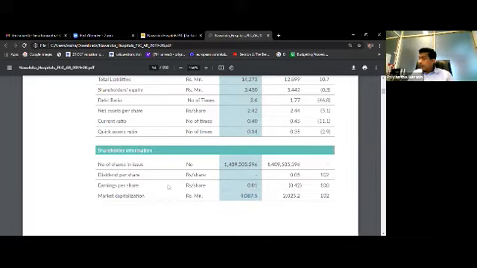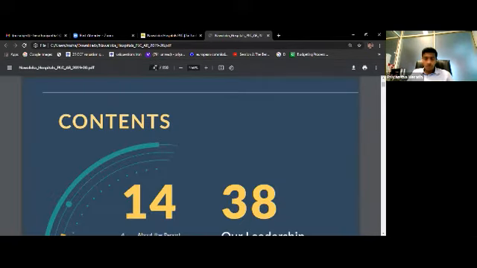Right. Now let's go through the auditor's report. This is page 4.